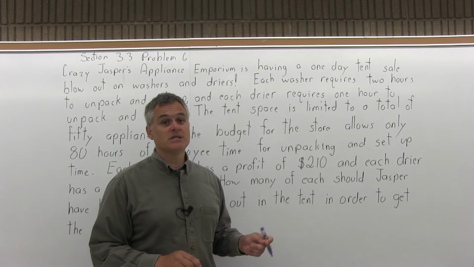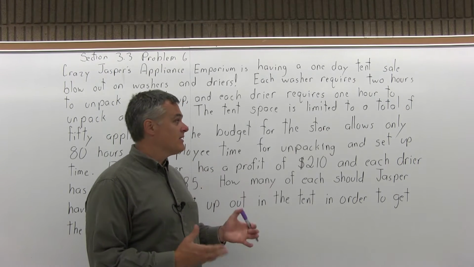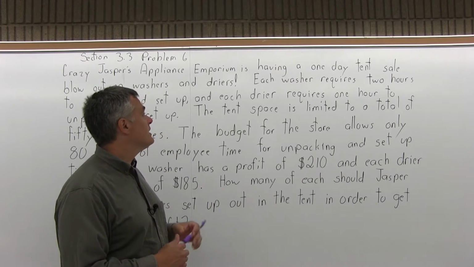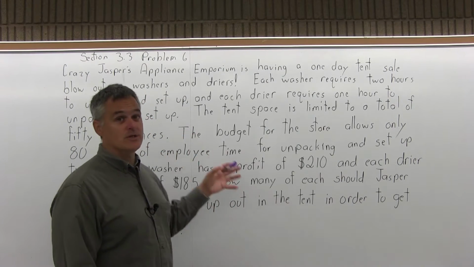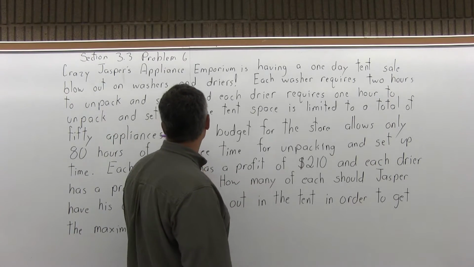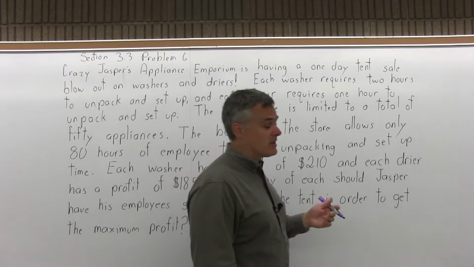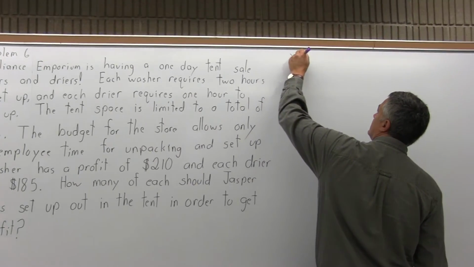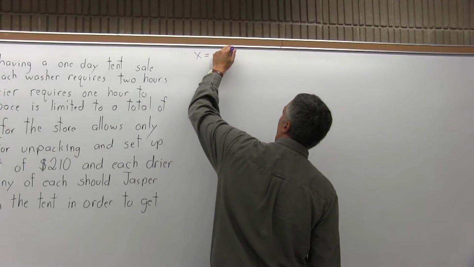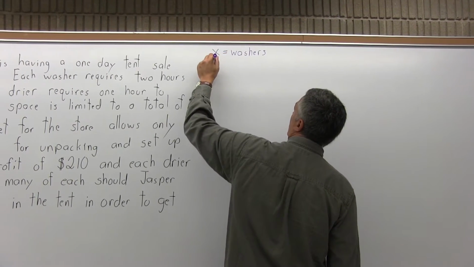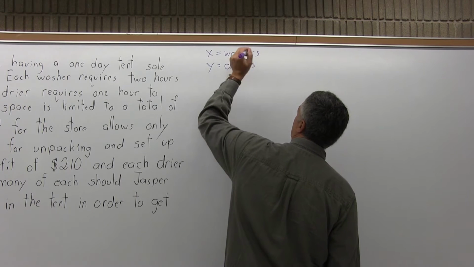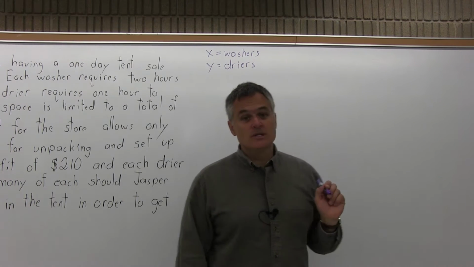So in order to set it up, step 1 is identify the variables. And the variables are the 2 things being dealt with, and in this problem, it's washers and dryers. Those are the 2 things you're dealing with. Washers are mentioned first. I'm going to make those x. So we'll say x equals washers, y equals dryers. So that's step 1, identify the variables.